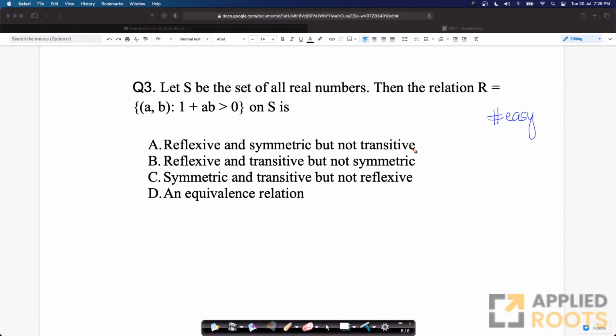This is a simple question. Nothing too hard about it. If you know the definitions of what is reflexive, symmetric, and transitive, and of course equivalence, it's straightforward. Okay, I'm waiting for some of you to correct your mistakes before I go into the solution.